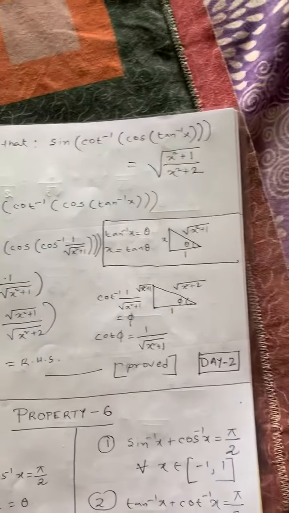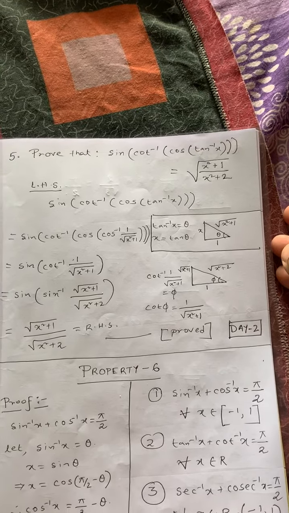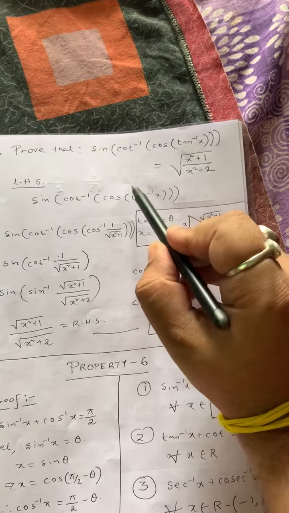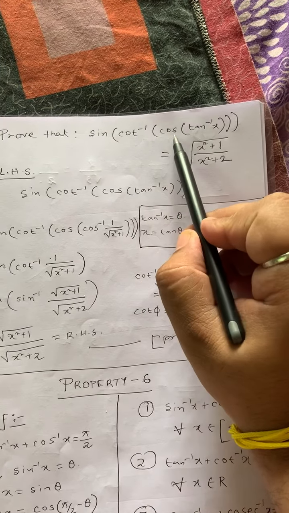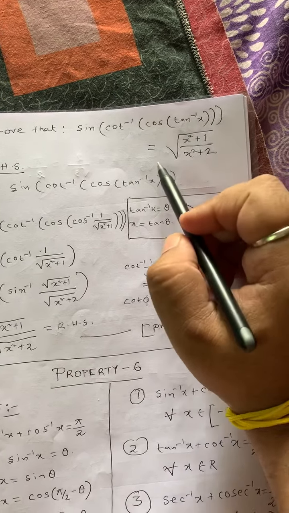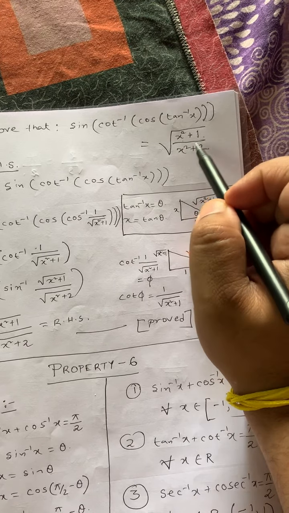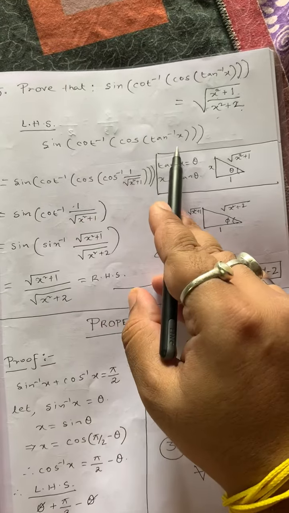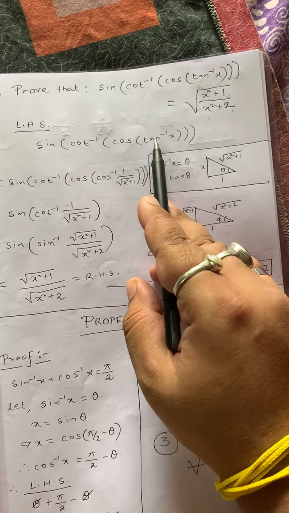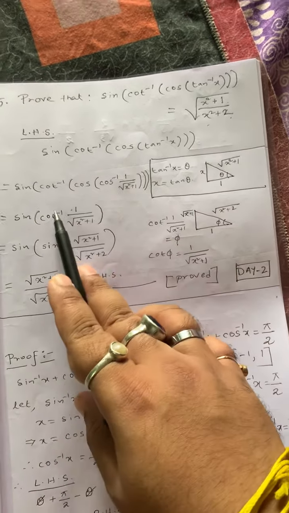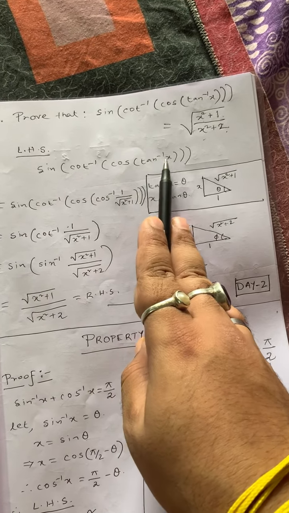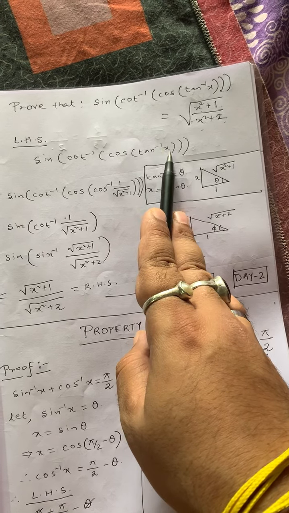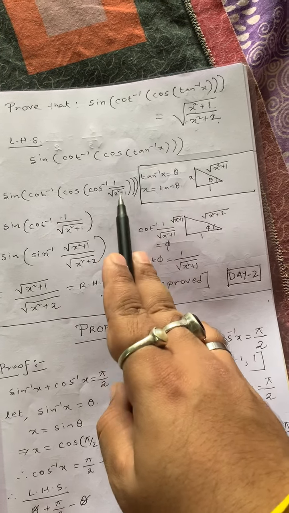Now there is one more sum which is very important, that is question number 5 of ML Agarwal book. Prove that sine cot inverse cos tan inverse x is equal to root over of x square plus 1 divided by x square plus 2. Now see the solution. We always start from the innermost bracket and then we will come out accordingly. So here we have a tan inverse x, and outside we have cos. So instead of tan inverse x, we have to bring something related with cos inverse.